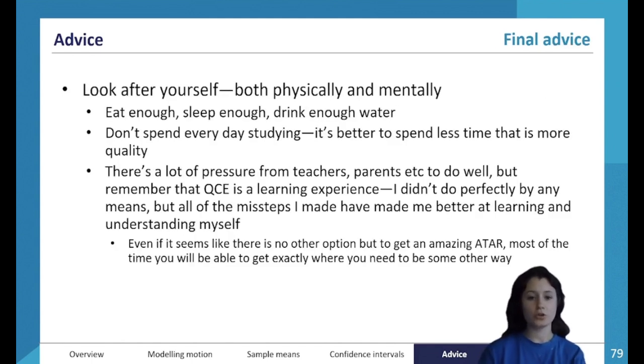Make sure you look after yourself mentally, physically. Don't spend your whole life studying. I know it's crunch time coming up to exams, so it can be tempting to hole yourself up in your room and do a lot of study. But try not to do that. Try to take breaks, try to do other things as well.